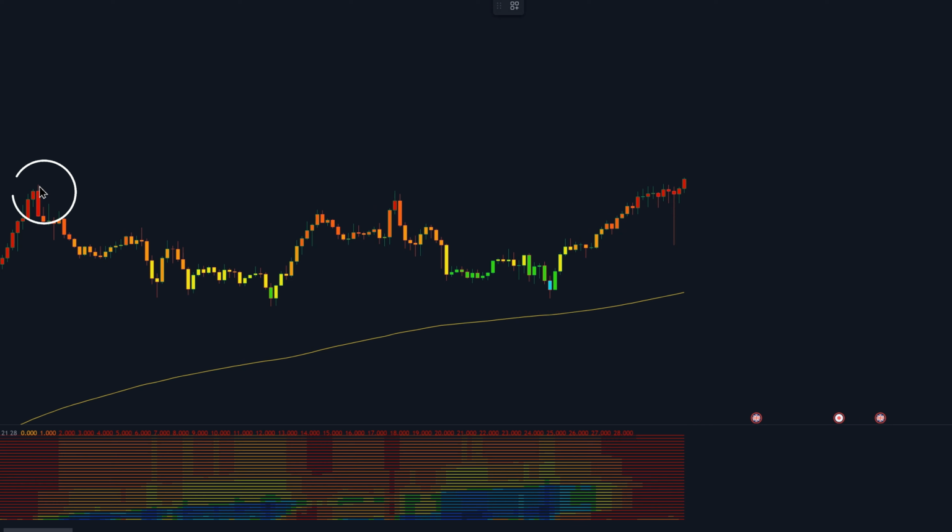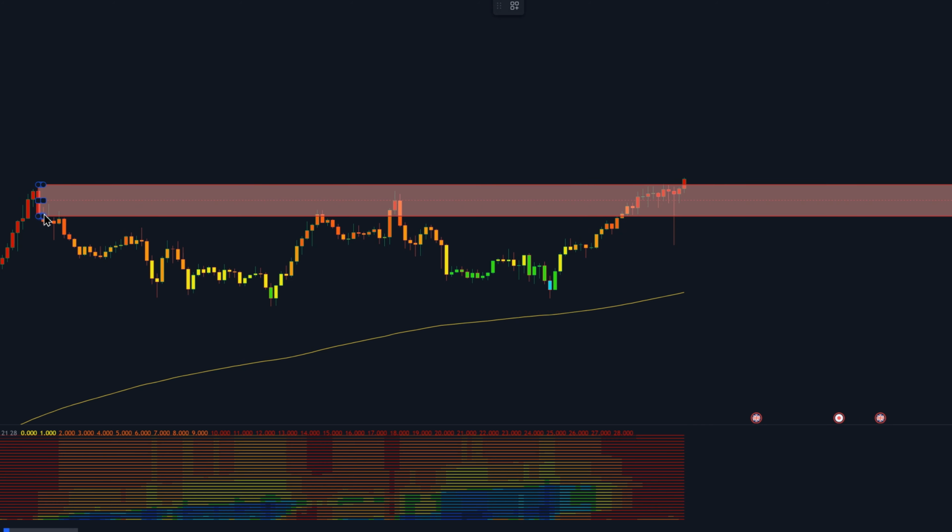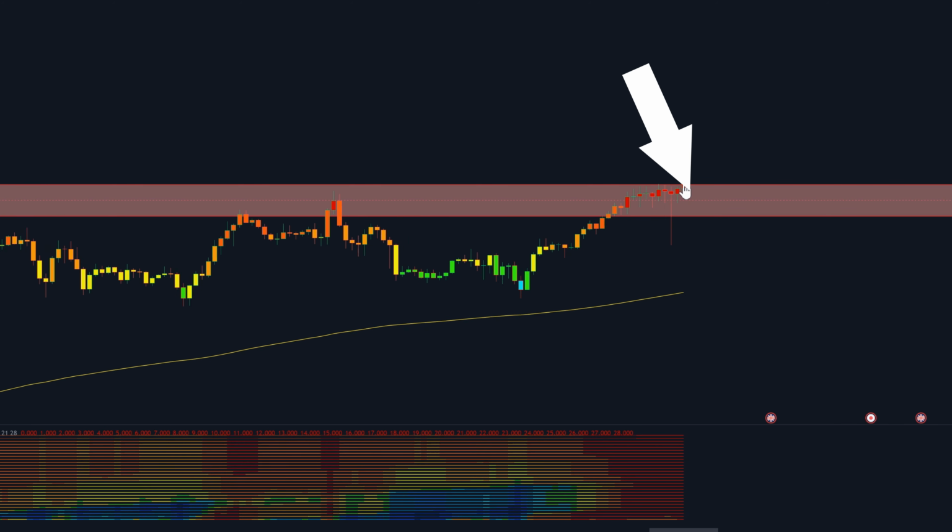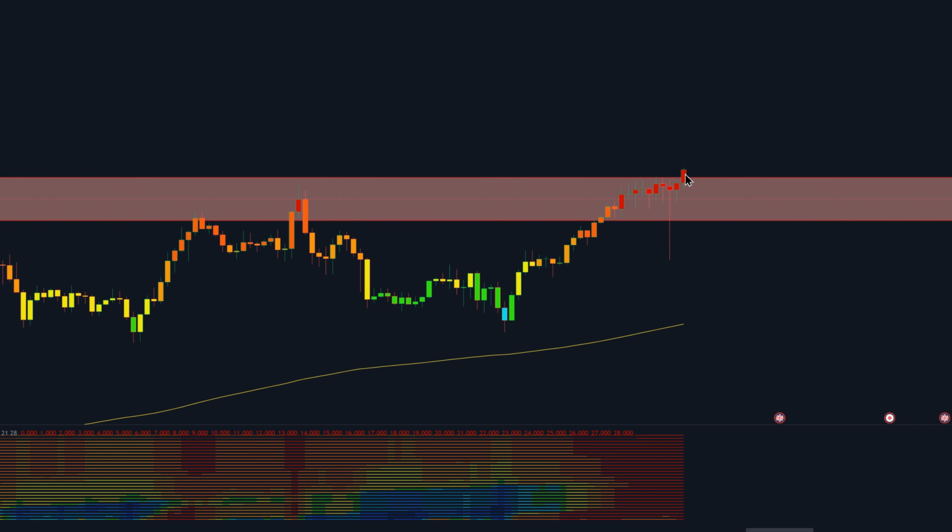As you can see, this is our resistance level. The price did the first test of the level right here and failed to break and close above it. This was the second test. As you can see, the price did not break and close above it. Finally, we had a break and close on this candle right here. This is what we're looking for.